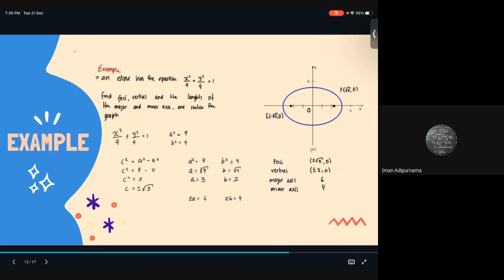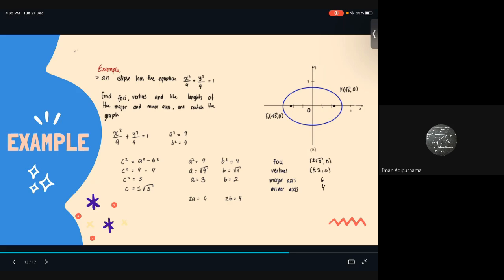So for the first example, we have the equation. In this example, they provide the equation, and we need to find the foci, vertices, and the lengths of the major and minor axes. And we have to sketch the graph. For the sketch, it's just rough, we don't know if it's exactly like that, but the idea is that it's easier for us to see how it will look. Here they give us this. This is a 9, by the way. I know my numbers are pretty ugly, but this one is a 9 and the other one is a 4. So here we have a squared equals 9 and b squared equals 4.